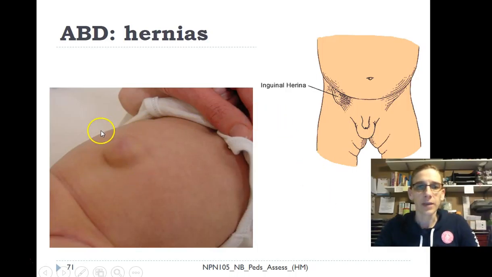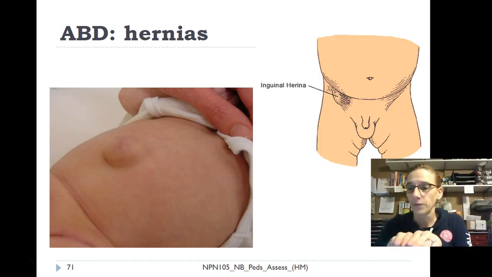And here's a picture of some abdominal hernias. This is an umbilical hernia, basically where the muscles have not closed all the way around the umbilicus here. And this one is an inguinal hernia. And same thing, it's just that the muscles are not closed up there. Sometimes they need to be surgically repaired. Other times they just kind of let it go unless there's a complication.